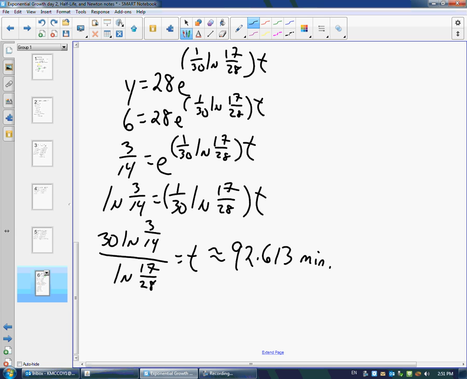So it took a little over an hour and a half to cool a room temperature can of 72 degrees to approximately 50 degrees, given the fact that we put it into a 44-degree refrigerator.